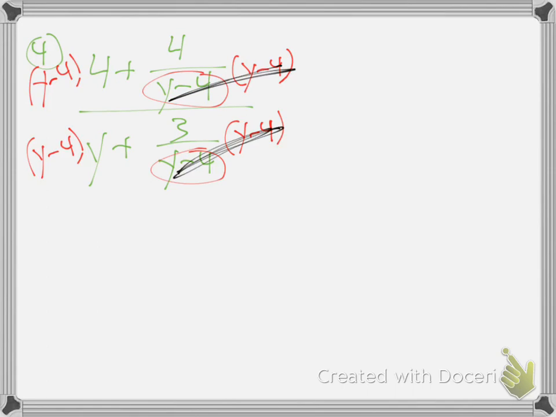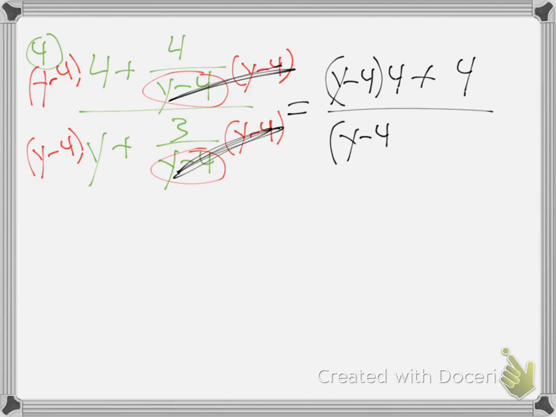We want those gone, because those are the things making this thing ugly, right? They're the pieces making it fractions over fractions. So we can get rid of them, it'll be cleaner. It'll be a normal fraction. Good. So then what do we have? That leaves us with y minus 4 times 4 plus 4 over y minus 4 times y plus 3. Good so far?